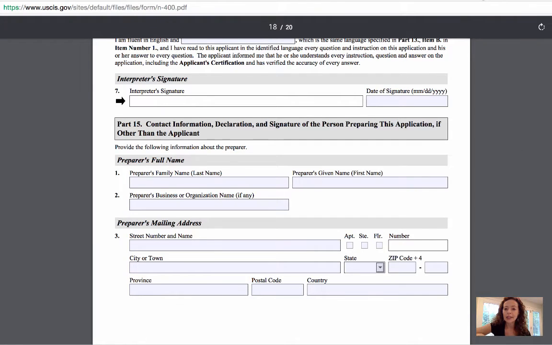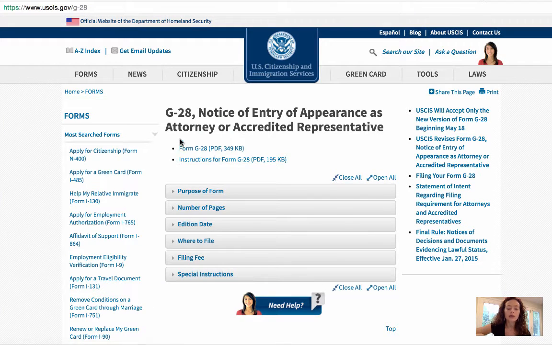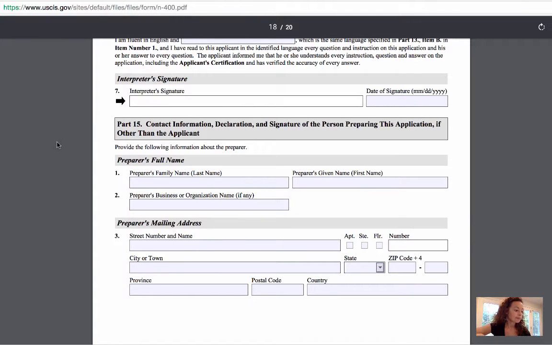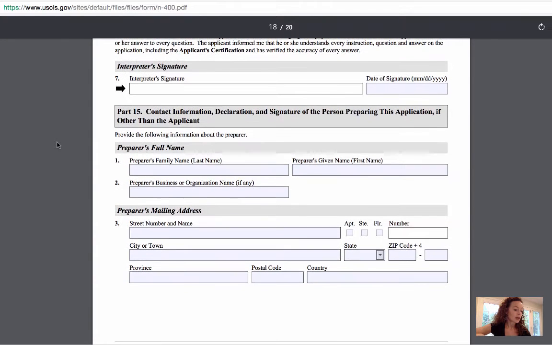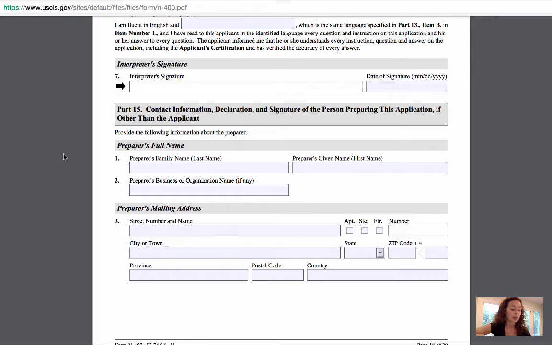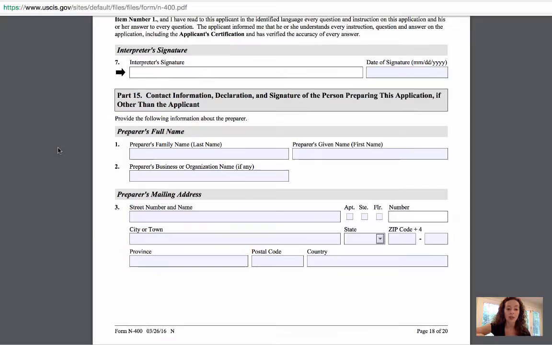Okay, and that is here, the Form G-28, if you're going to have the appearance of an attorney or accredited representative with you, because you need help during that interview. Okay, back again. All right, so USCIS will reject your form if it is not signed by the preparer you used to prepare the questions on the application.